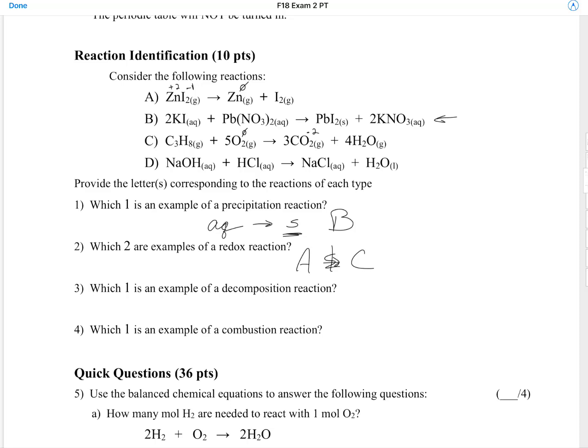Which one's a decomposition reaction? Remember this, we're looking for one reactant going to more than one product. And the only one that fits that is A. And number 4 asks for a combustion reaction, which is reacting with O2 to form CO2 and water. So that is C.